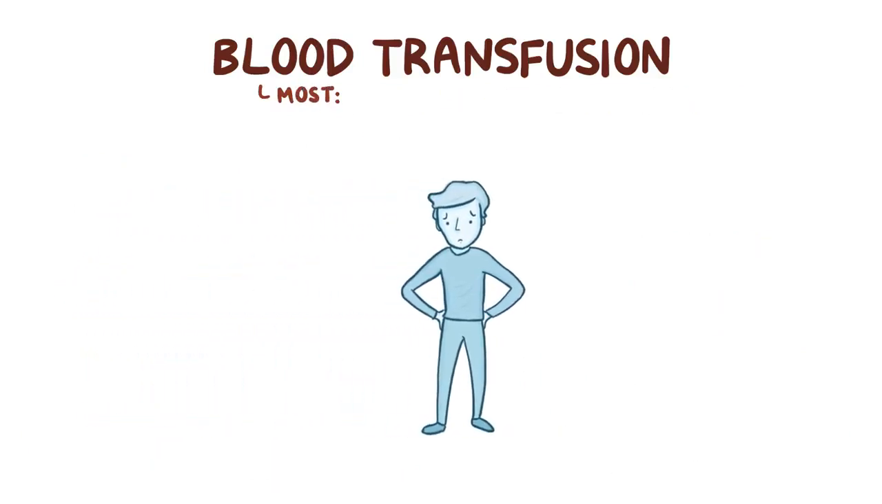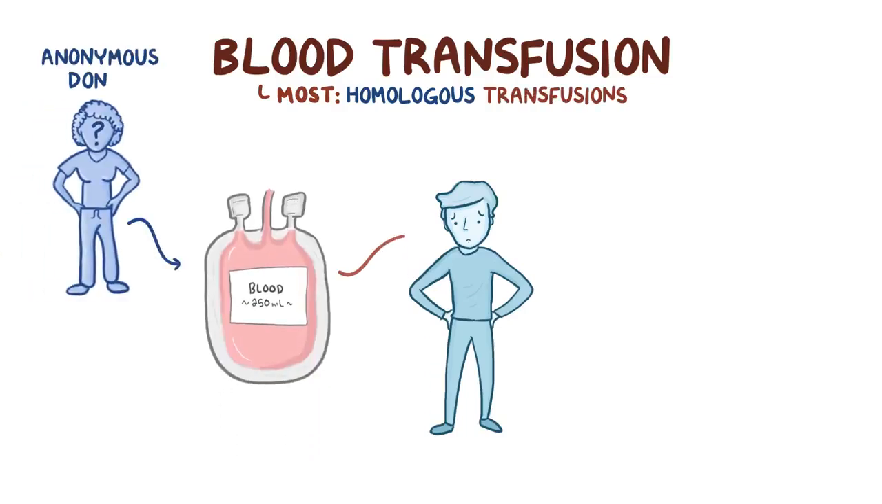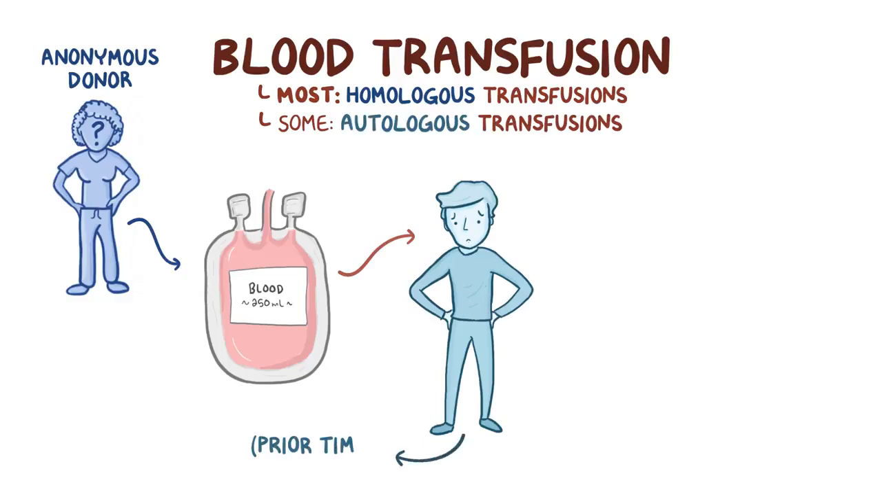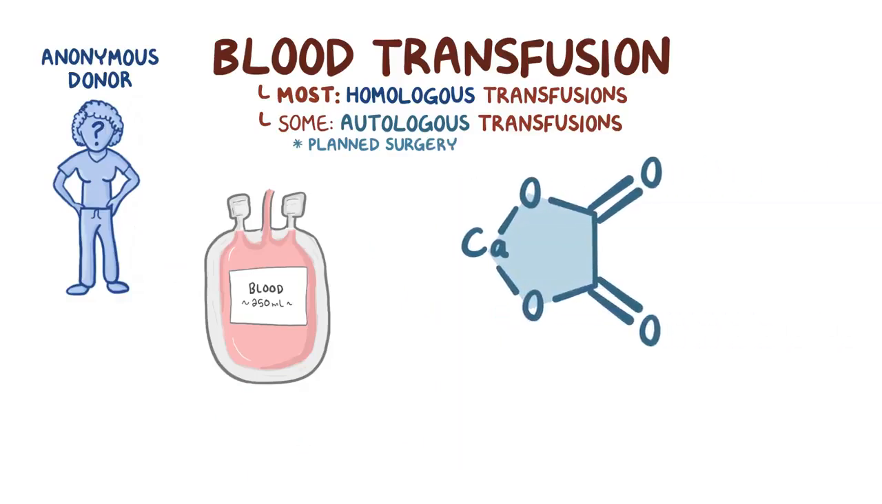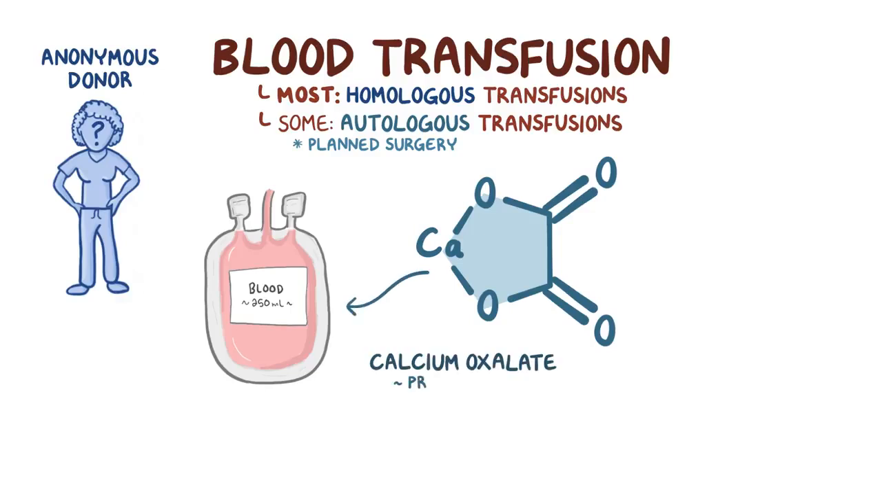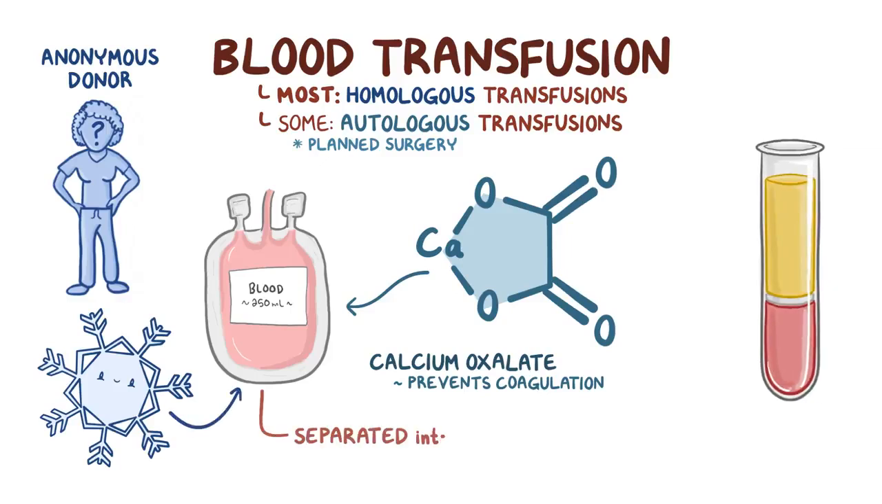Now, most blood transfusions are homologous transfusions, where the blood comes from an anonymous donor. But sometimes the transfused blood is autologous, meaning the blood was taken out of the person at a prior time, like when they plan to have surgery in the near future. In both cases, once the blood is taken, it's mixed with calcium oxalate, which prevents the blood from coagulating, and then it's refrigerated or frozen for storage or separated into its components by centrifuge.